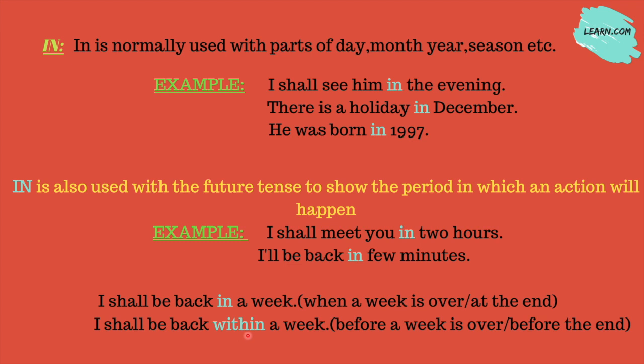But what is the basic difference? When we say I shall be back in a week, it means the subject will be back as soon as the week ends, that is, when a week is over. At the end of the week means this week, that is a set of 7 days. As soon as the set of 7 days is over, after the week ends, the subject will be back.